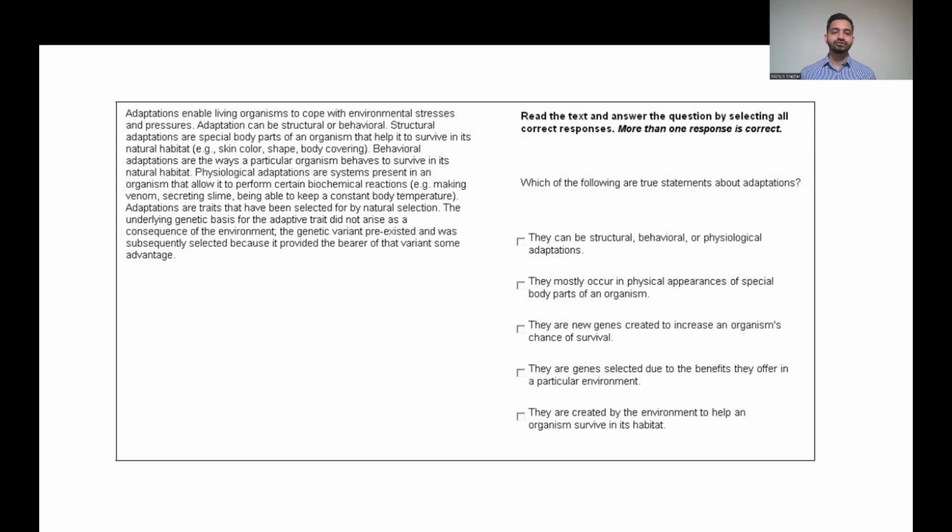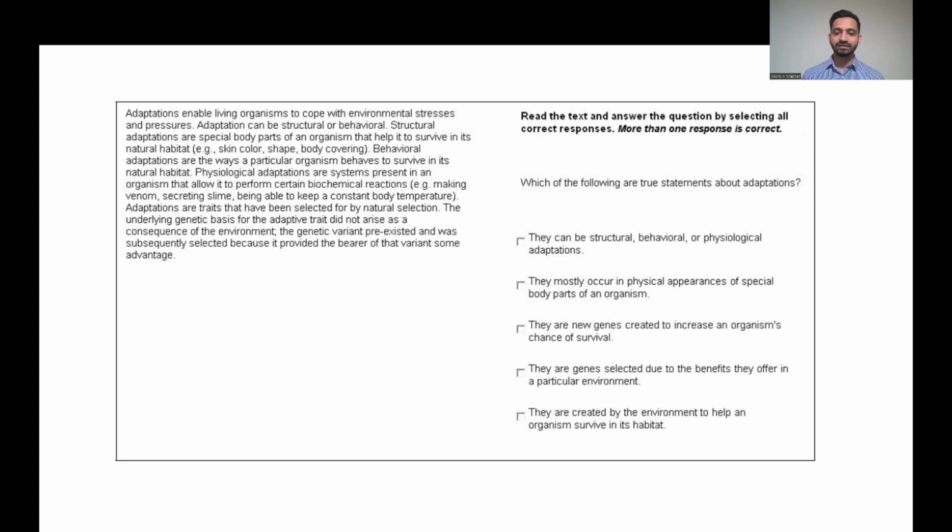of the paragraph. So structural adaptations are special body parts of organisms that help them survive in their natural habitat. Look at that. "They are created by environment." They're not really created by environment. So I can eliminate the last option here because they're not created by the environment. They're actually the special body parts. These are special body parts of an organism.